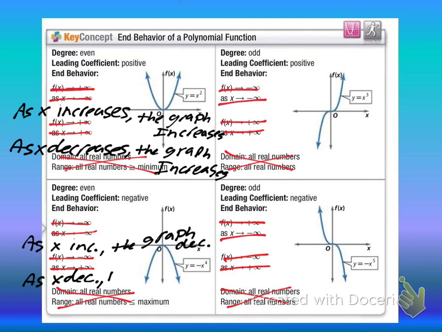As x decreases, what's the graph doing? Decreases as well. And remember, for even degrees, those arrows always point the same direction. So for even degrees, these two words here will always be the same, whether it's increase or decrease. I don't get the increase, decrease back. When? Start at your origin.